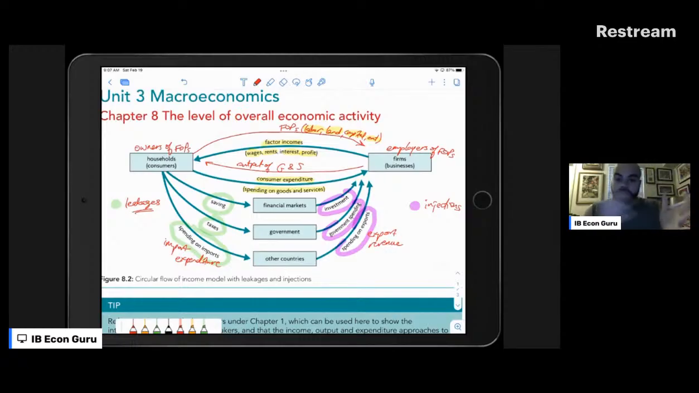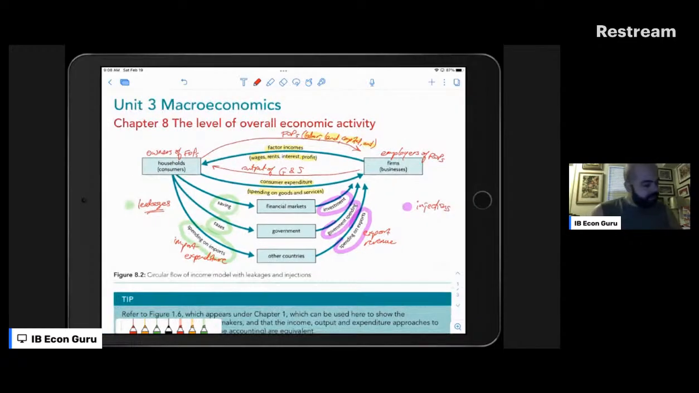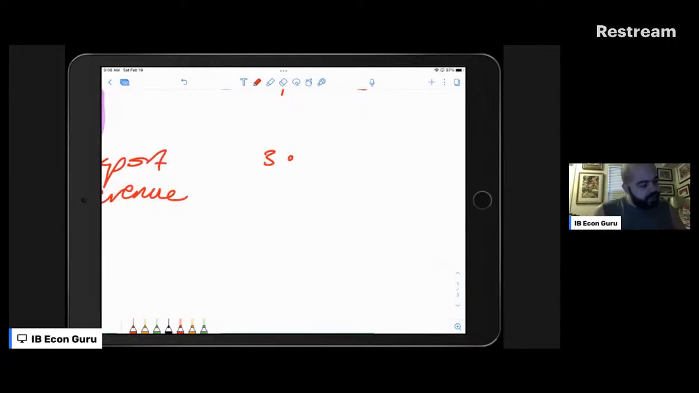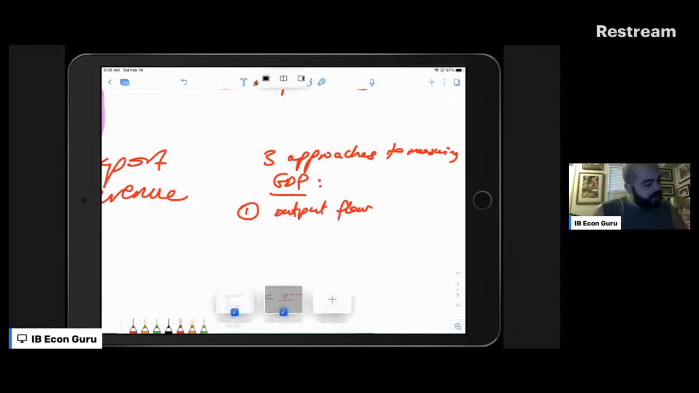Now, the three approaches to measuring GDP or national income can actually be derived from this circular flow. There are three approaches to measuring national income or measuring GDP. The first one is the output flow, or the output approach. The output approach is, in theory, in oversimplified terms, the total revenue of all firms in the economy.